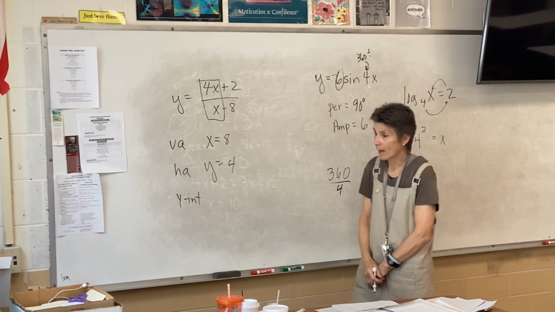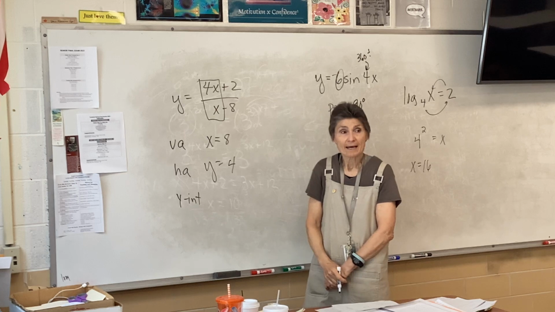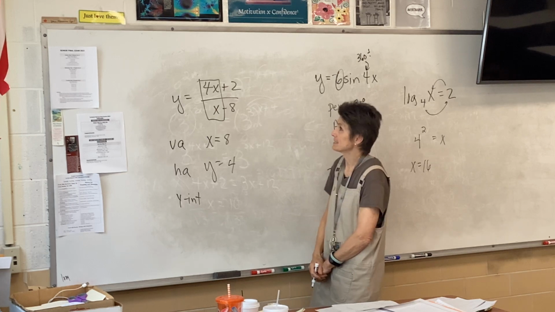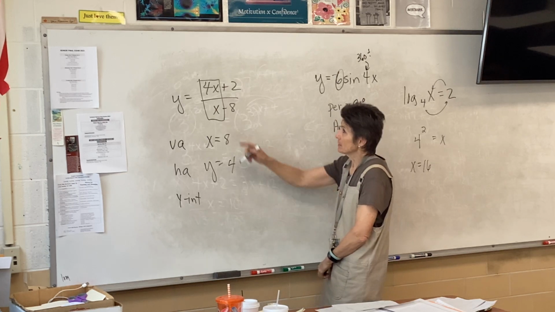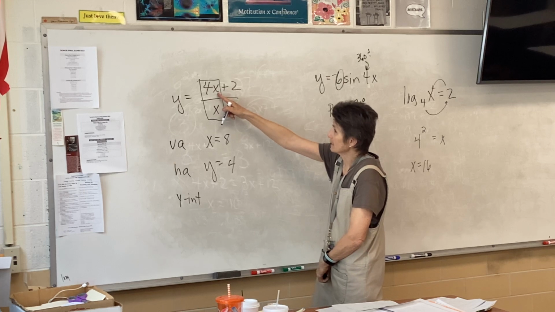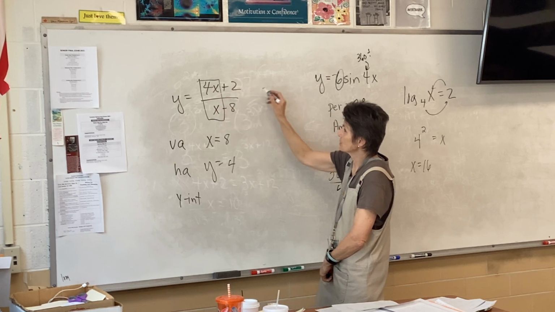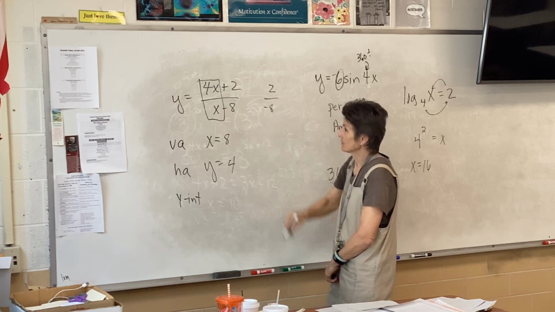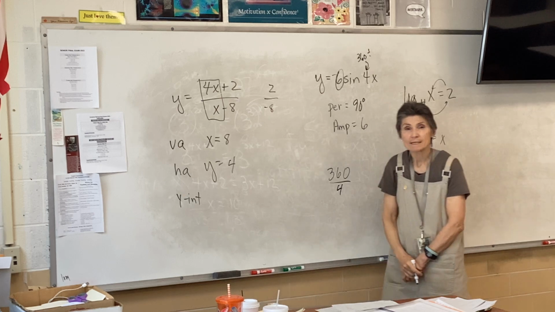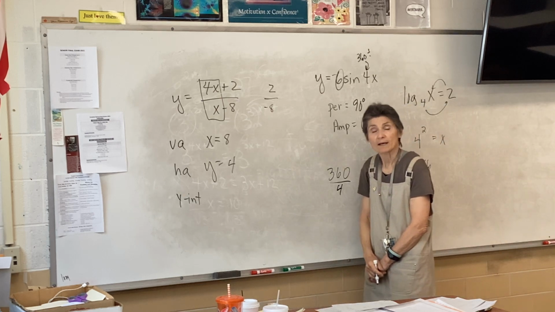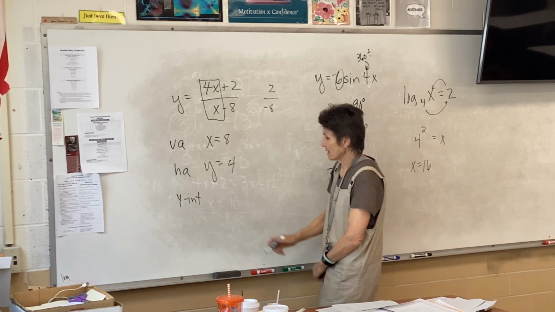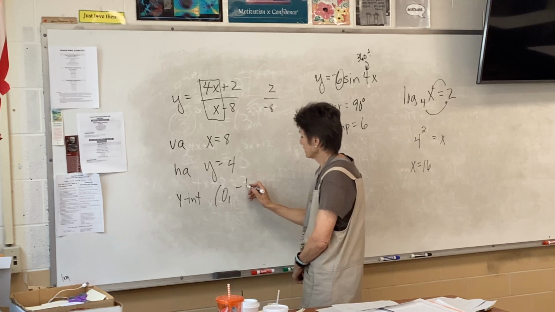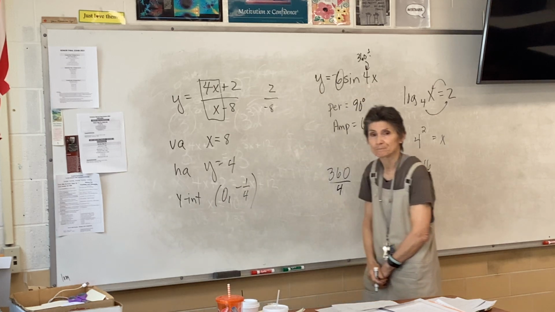And then to find your y-intercept, you're going to let x be 0. You're going to put in zeros for all the x's. So if we put in 0 for the x's, we get 4 times 0 plus 2, which is just 2. And then 0 minus 8, which is negative 8. We're putting in zeros for the x's. So that's going to give us 0, negative 1/4.